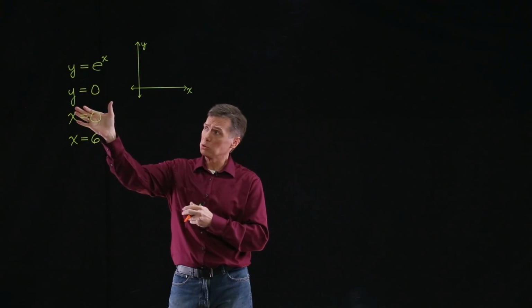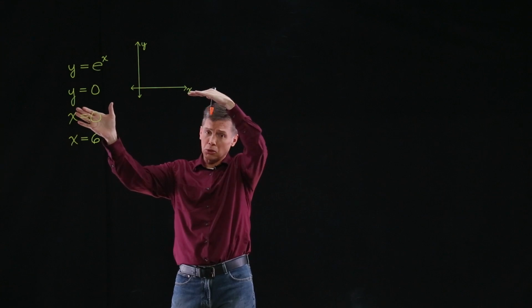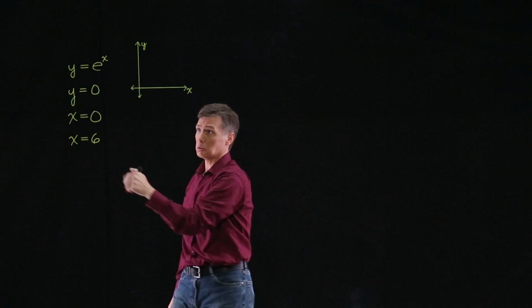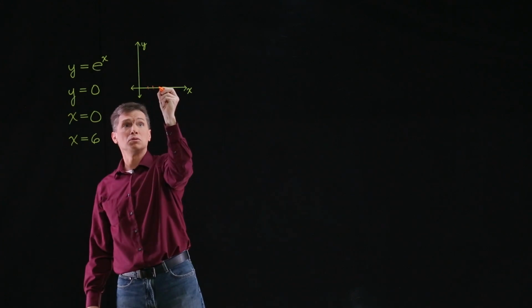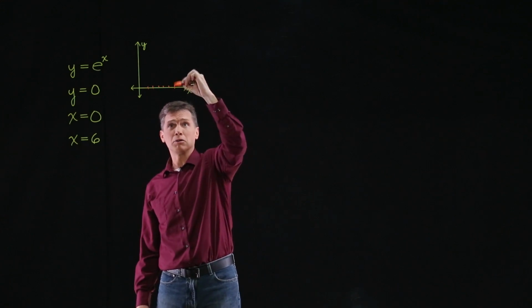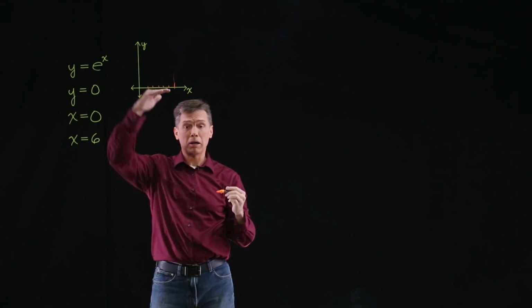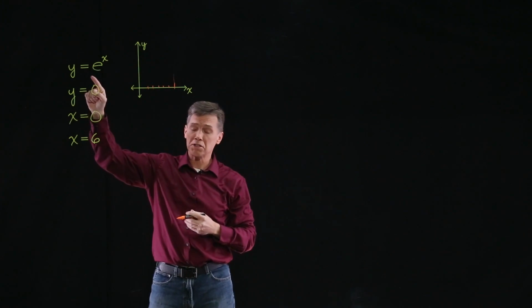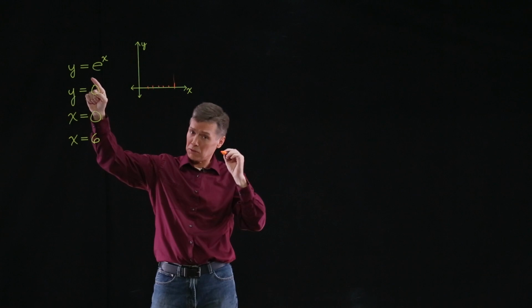So y equals 0, that's always just your good old x-axis. X equals 0, that's your y-axis. And then x equals 6. 1, 2, 3, 4, 5, 6. That's just going to give us a right boundary. So we have a bottom, a left, and a right boundary. And then that initial equation, probably the important one, that's going to give us the top.